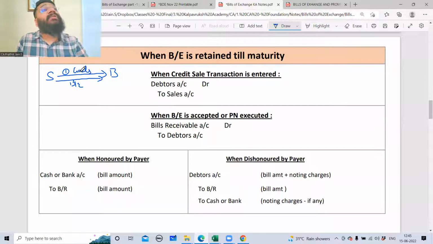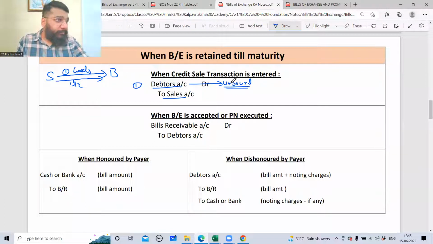So when the goods are being sold, what is the journal entry? Debtor to sales. Correct? We have discussed this point already. Now this debtor is unsecured. Unsecured means what? There is no guarantee that this fellow will make the payment. Now, a few days later, you send a bill of exchange. This fellow accepts and gives it back, which means the bill of exchange has been done, finalized.